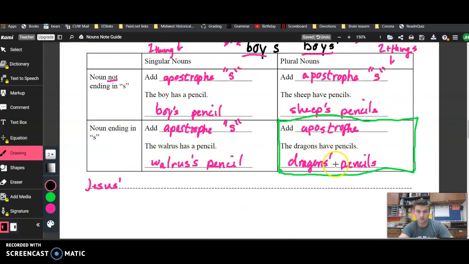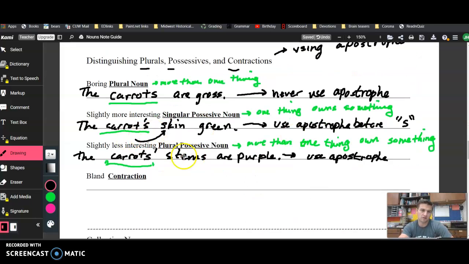We have a plural noun here. If it doesn't end in an S, you should add apostrophe S. If it does end in S, we'll just add an apostrophe. I'm not going to rewrite that rule because it doesn't have enough space here. That's what we're talking about in terms of a plural possessive noun.